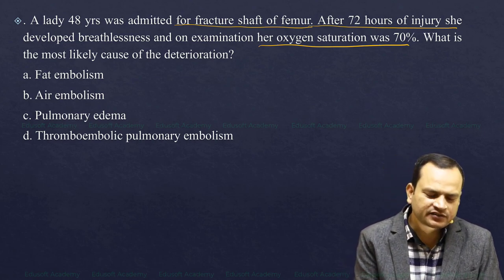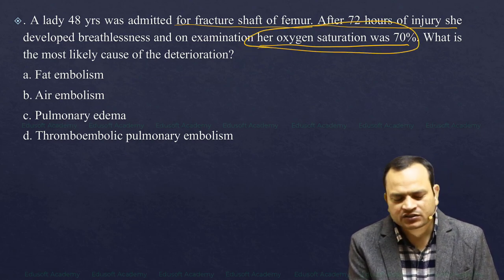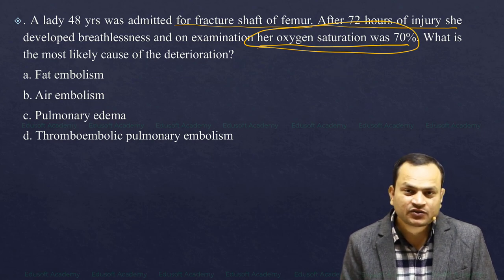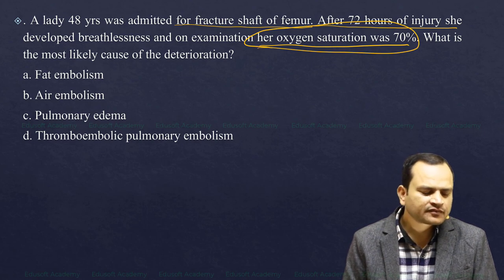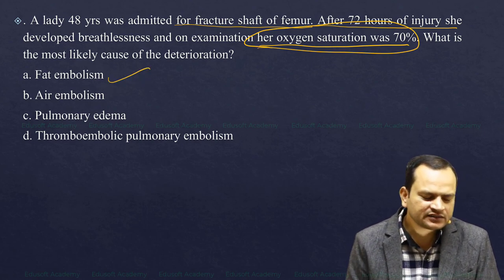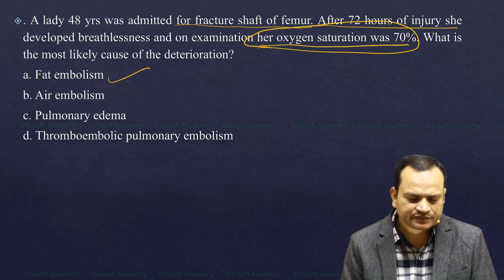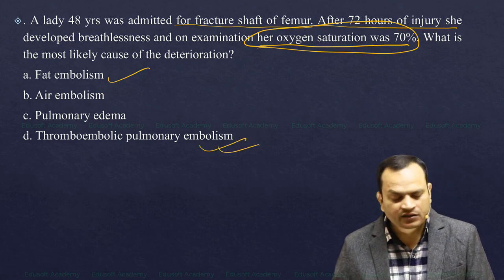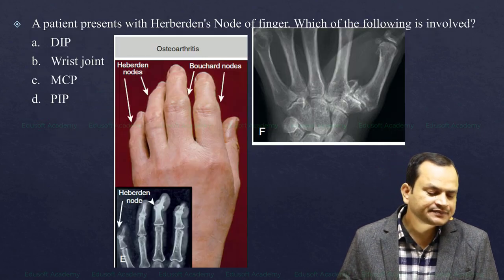So if you see this, there is some blockage to her lung function, as indicated by her oxygen saturation of just 70%. And since it is after 72 hours, fat embolism is likely, as it is very rare within the first 24 hours. Pulmonary edema has gradual development of symptoms. Okay. And thromboembolic pulmonary embolism also develops within the first 24 hours. So fat embolism is the correct answer.